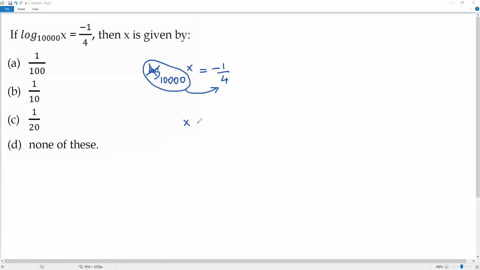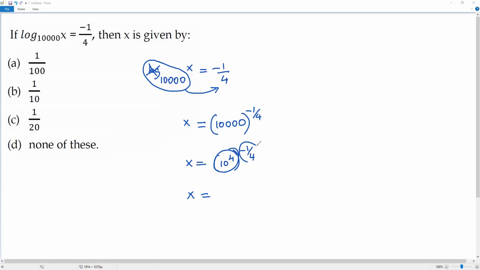Now we have only x on the left side. This 10,000 should be taken as the base on the right side. This value should be taken as the exponent for this 10,000. Okay, now we have to simplify the value we have on the right side. This 10,000 can be written as 10 to the 4th power, whole to the power of negative 1/4.